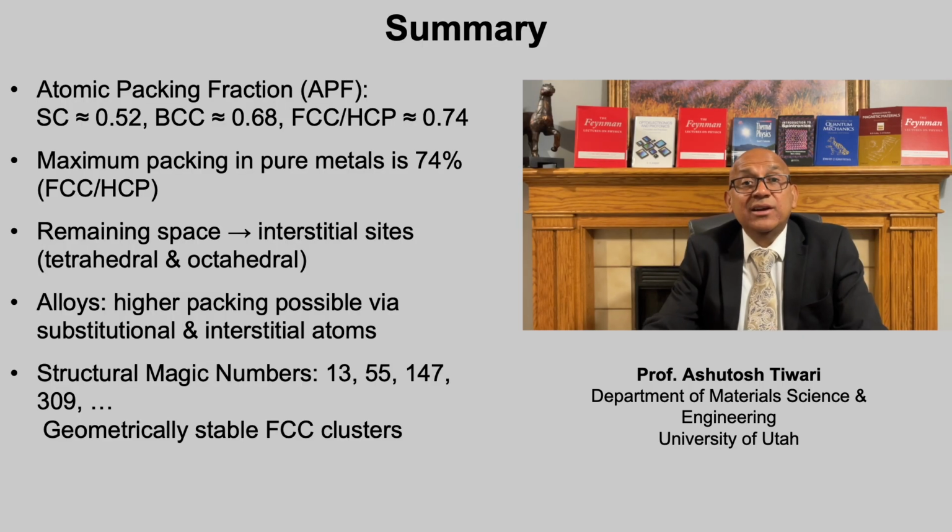To summarize, we learned how the atomic packing fraction varies for different cubic structures, with FCC and HCP giving the maximum packing efficiency of about 74%. The unfilled spaces in these packings create interstitial sites, tetrahedral and octahedral, which play a critical role in alloys. By occupying these sites, atoms like carbon, hydrogen, or nitrogen allow alloys to achieve higher effective packing. Finally, we introduced structural magic numbers such as 13, 55, 147, and 309, which describe particularly stable clusters formed due to geometrical considerations. These concepts lay the foundation for understanding both bulk metals and nanoparticles.